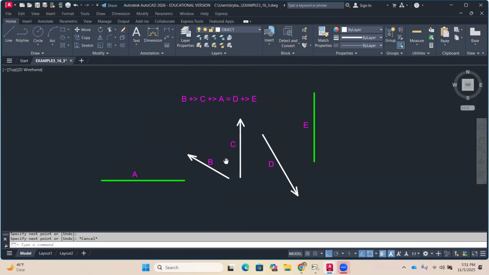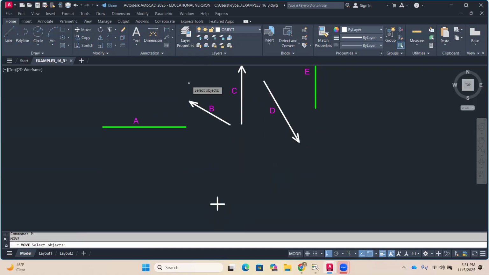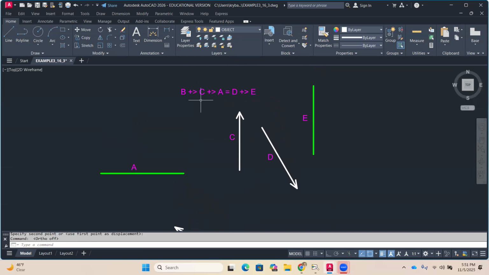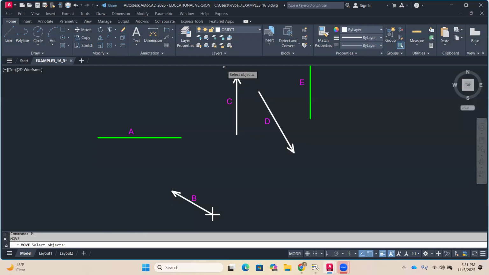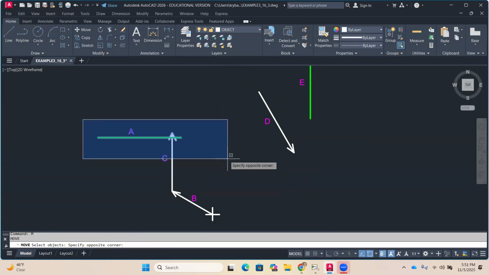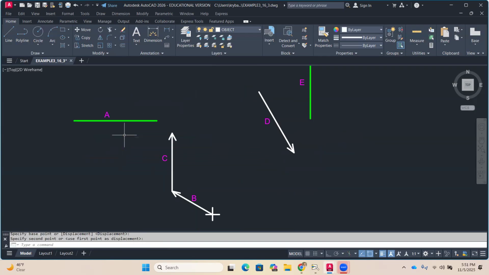Since our equation says we're going to put B first, we are going to move vector B. We're going to take its tail and put it at the intersection of that origin. Okay, so the tail starts at the origin for B. Then our next vector is we're going to add C to B. So I'm going to move C. Its tail is going to go to the tip of B. And I can see I need to move my A. I'm going to, oopsie, scooch it up here a little bit.